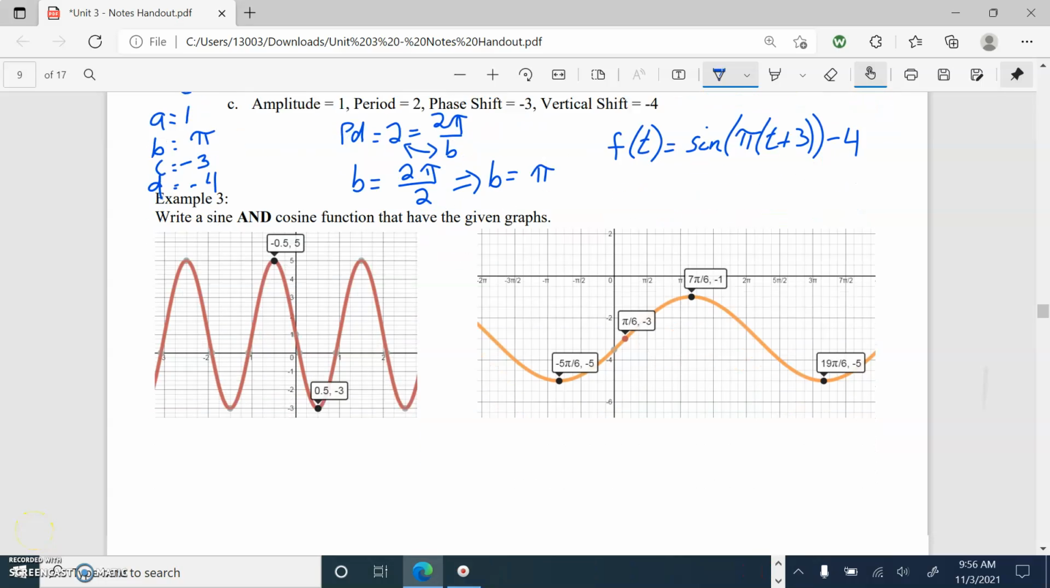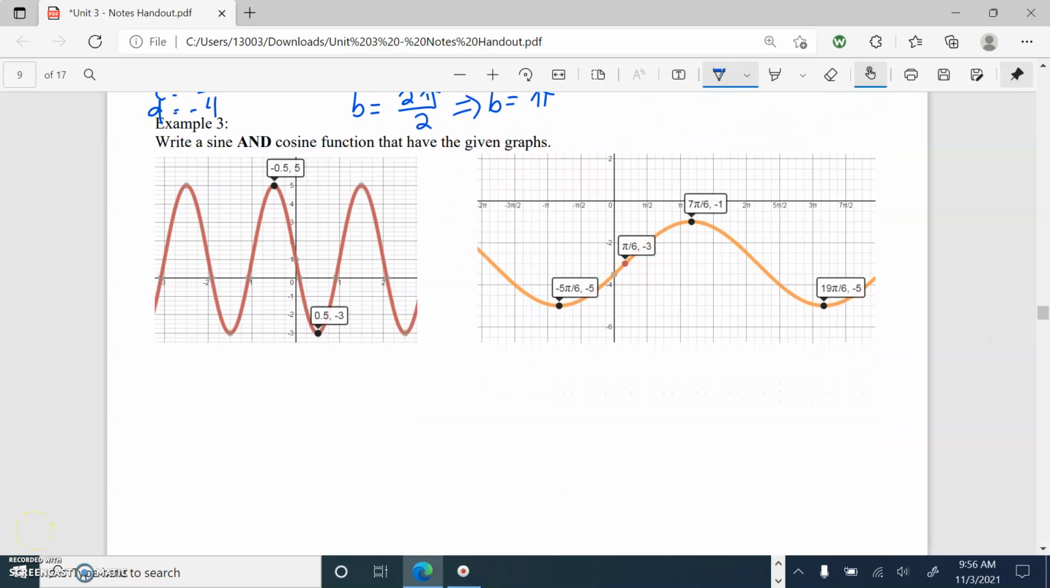All right, we're back for video number 3. We've got example 3. This time we are being given the graph. We're not given the properties, we're not given the equations. We're just simply being given a graph. And on top of that, they're asking us to write 2 equations for each example. They want a sine and a cosine function, which isn't that difficult.